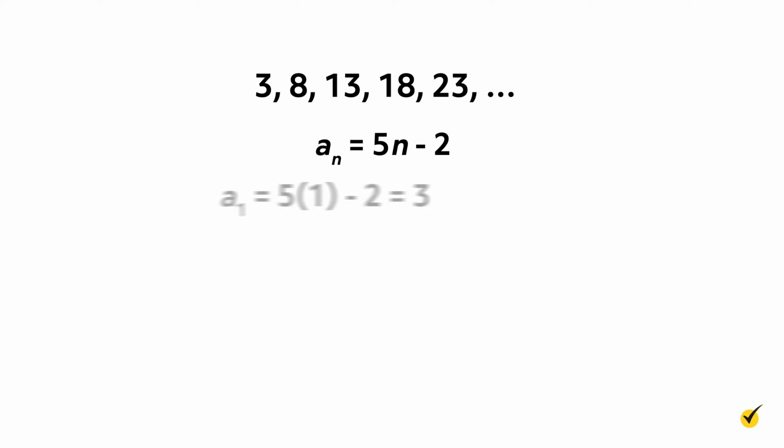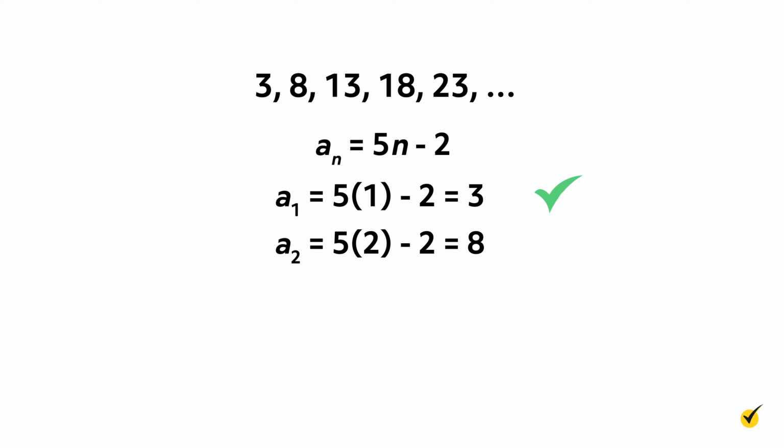The first term, a sub 1, is 5 times 1 minus 2, or 3. That's correct. The second term, a sub 2, is 5 times 2 minus 2, or 8. Also correct. The third term, a sub 3, is 5 times 3 minus 2, which is equal to 13. It looks like we've got this formula written correctly.